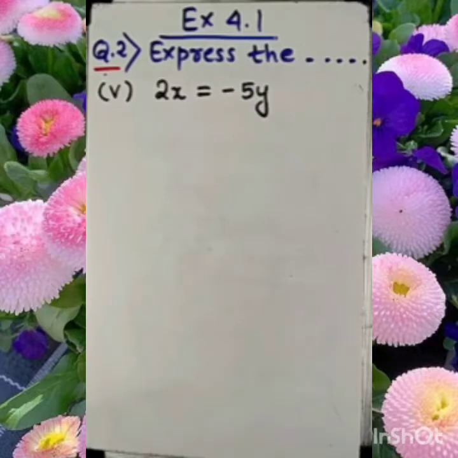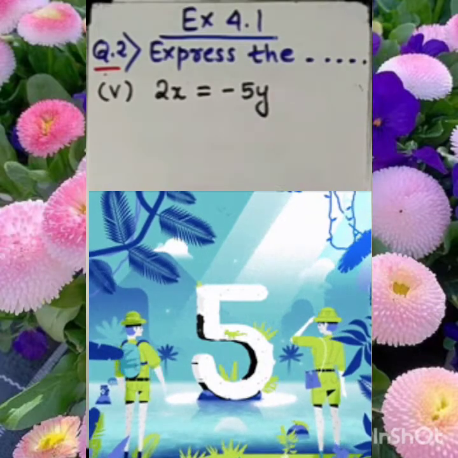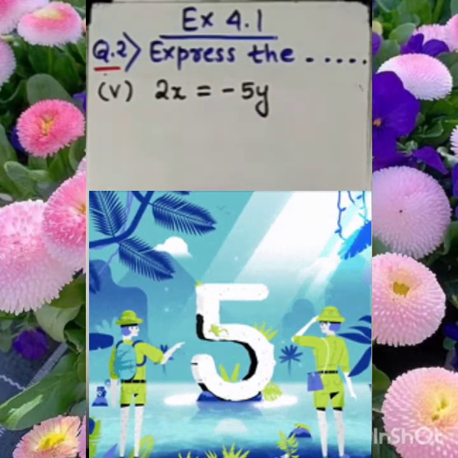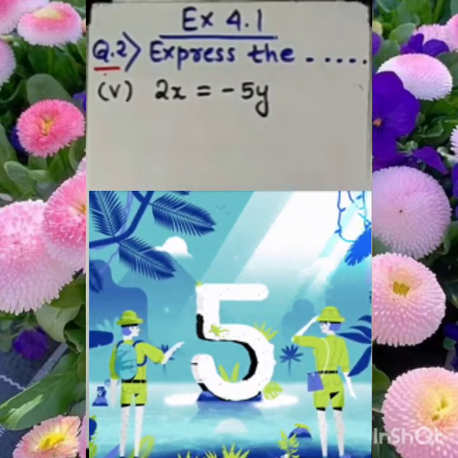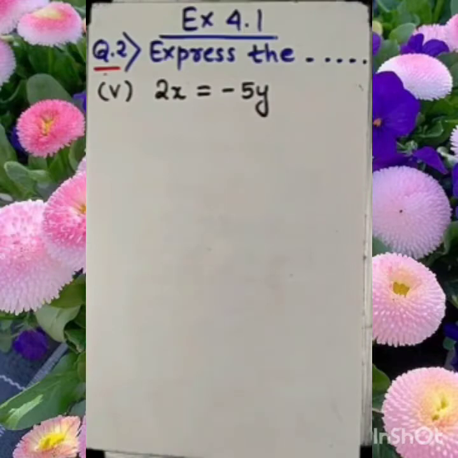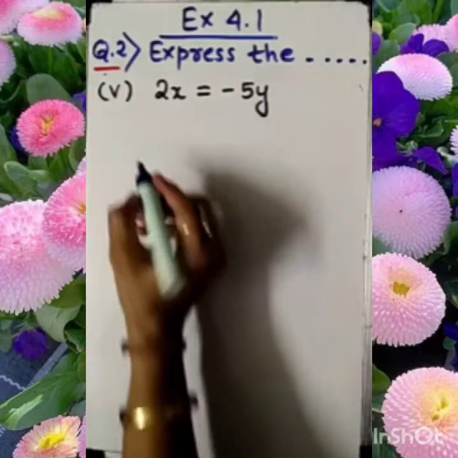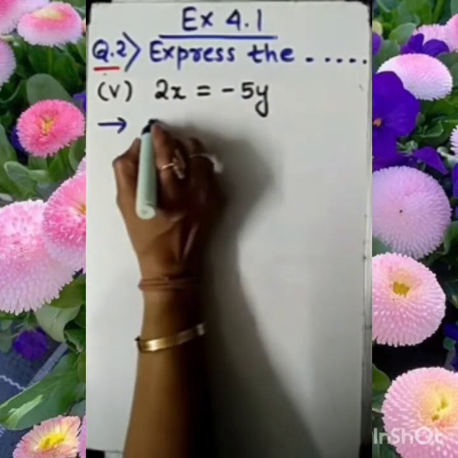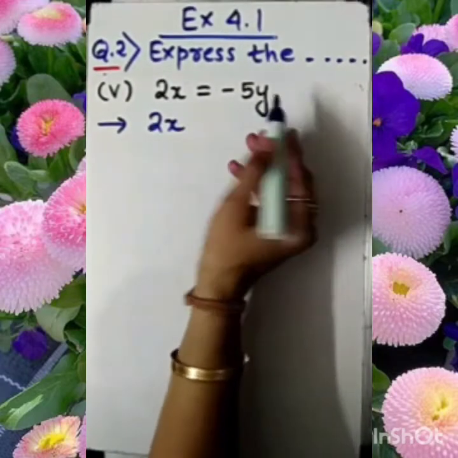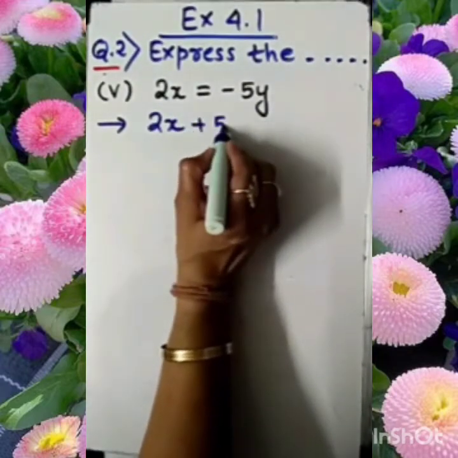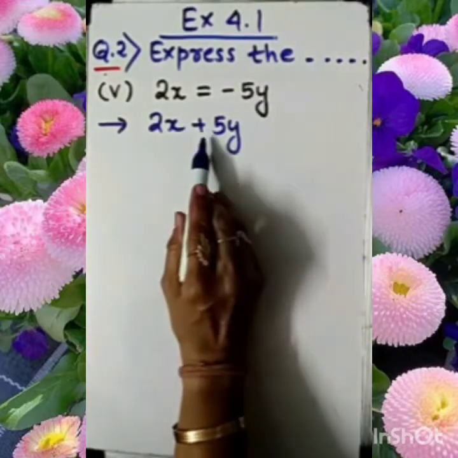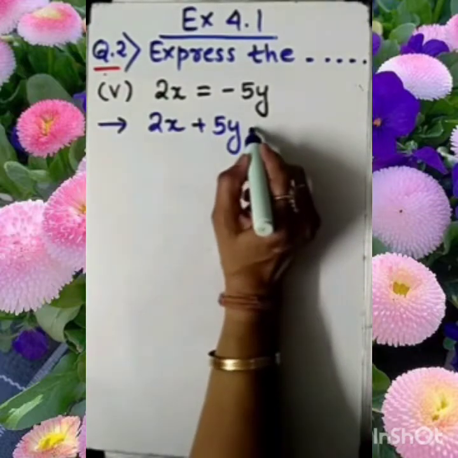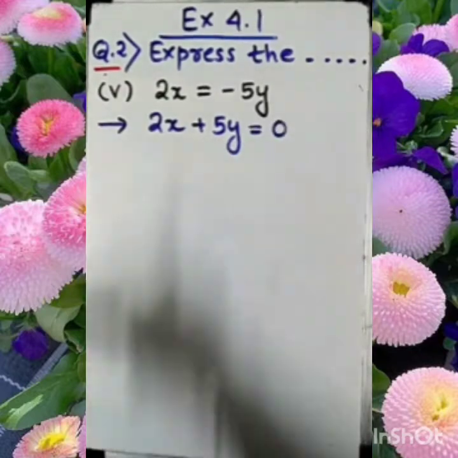Now dear student, the fifth equation is on your screen, that is 2x minus 5y. Okay, 2x equal to minus 5y we are given. Fine. So as usual, you know very well what we have to do here. 2x is already here. This minus 5y I am bringing to this side, so it becomes plus 5y, that is equal to 0.